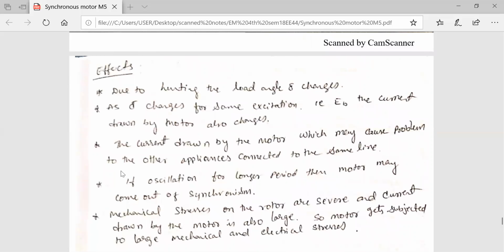And what are the effects of hunting? We'll discuss some effects of hunting. Due to hunting, the load angle delta will be changed. Delta is the angle between the supply voltage and the back EMF produced. Okay, that angle.